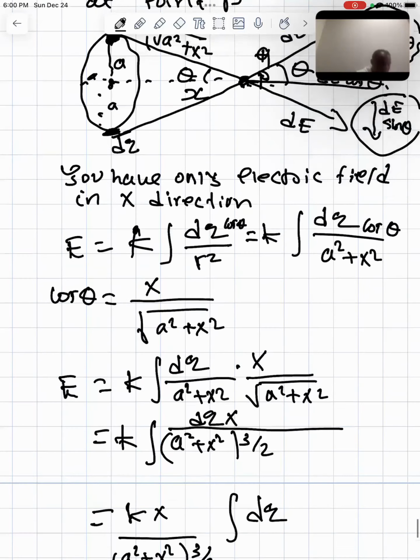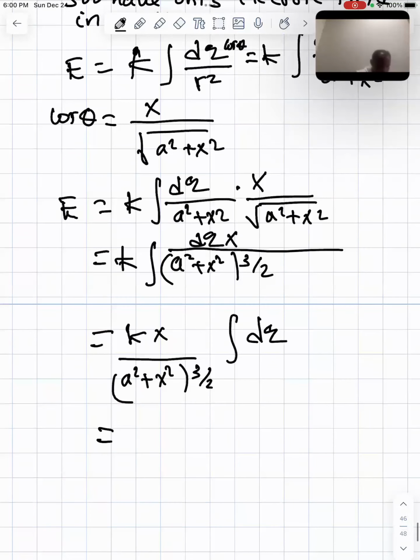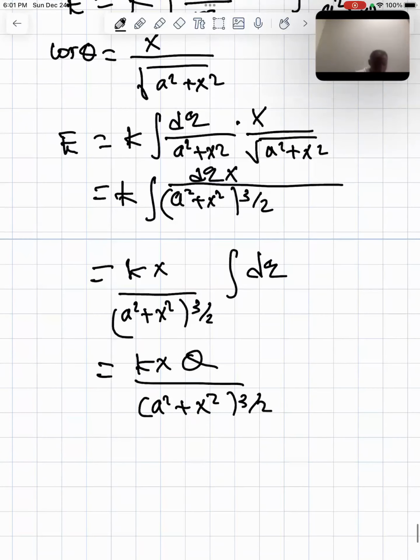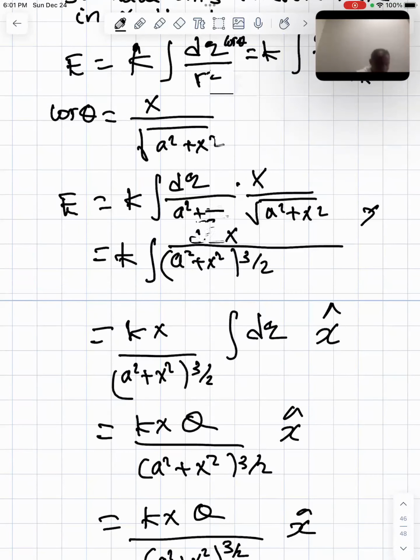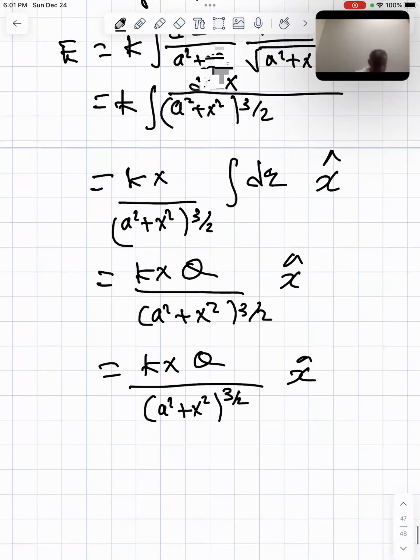But if you sum all the charges, it's going to be kxq over (s squared plus x squared) to the power of 3 over 2. That's what you have to do. Sorry for my handwriting. Now, in what direction? In the positive x direction, sorry, guys. Why? Because I have electric field only in the positive x direction, so I already took care of that.